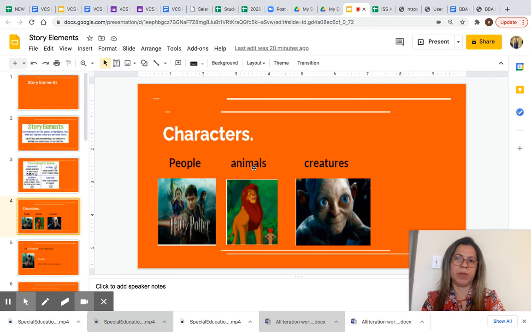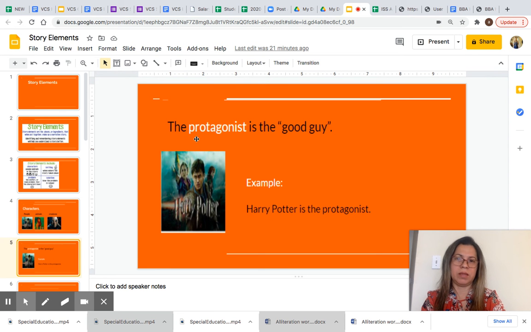Characters are the people, animals, or creatures in the story. When we think about characters, we can think of protagonists and antagonists. The protagonist is the good guy, and is also the main character in the story. Example, Harry Potter is the protagonist.